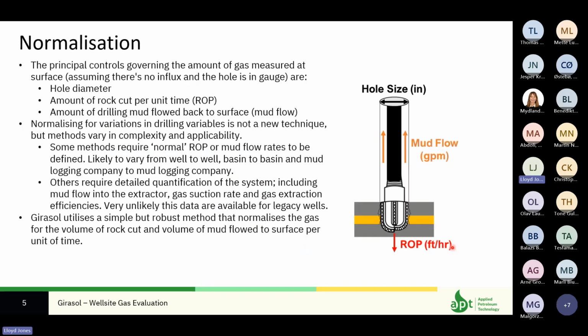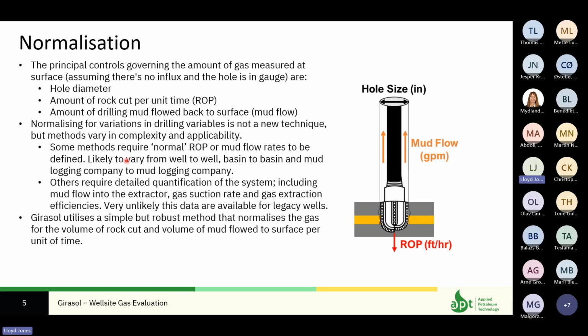So the first step is to normalize the data. And I mentioned the principal controls governing the amount of gas are the hole diameter, how fast you're drilling, so the ROP, and the amount of mud flowing back to the surface, that's your mud flow. Normalizing for drilling variables is not a new technique. There's a variety of methods that have been out there and published. Several methods require that you define a normal ROP or mud flow. And if you're the operator or you're drilling back-to-back wells with the same rig and the same acquisition setup, this might be possible. But if you're drilling a different well in a different basin, how applicable really are normal ROP rates?